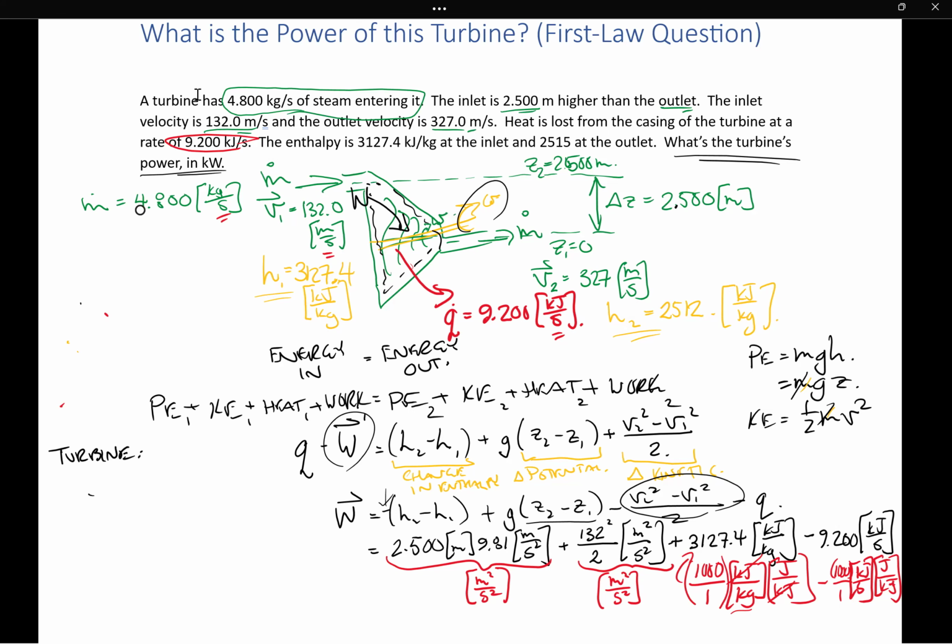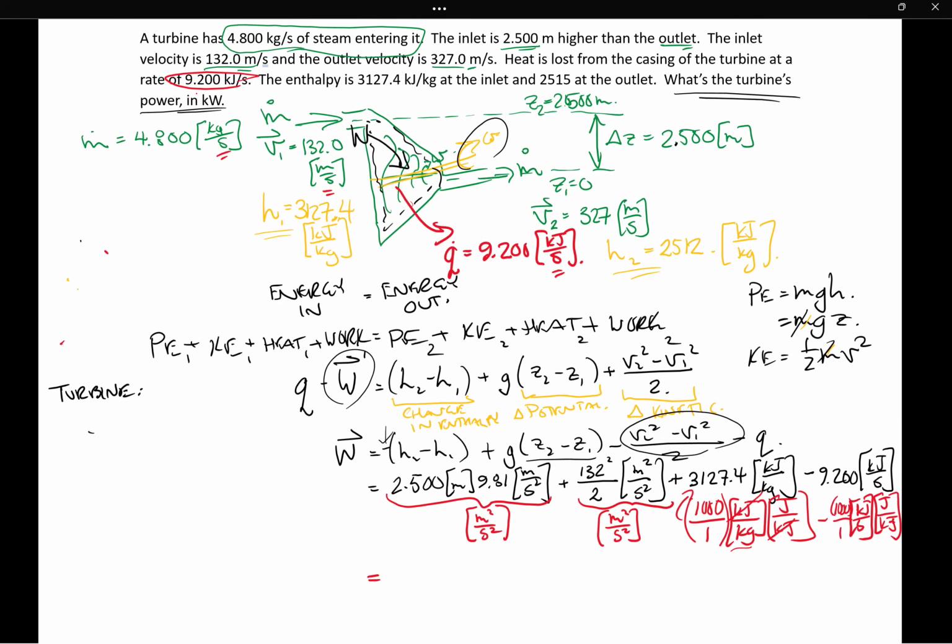All right, now continuing on just with the units, because this video is about how you're going to actually solve this problem. You can continue down with the actual numbers if you want to. This will give me meters squared per second squared. Then you'll get another meter squared per second squared. And then we have to remember what a joule is: a joule is a kilogram meter per second squared.